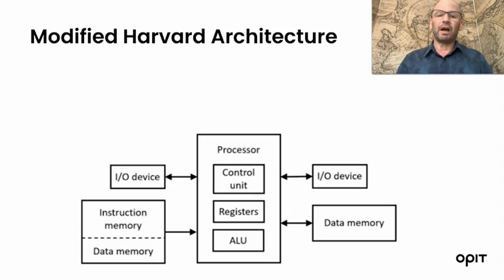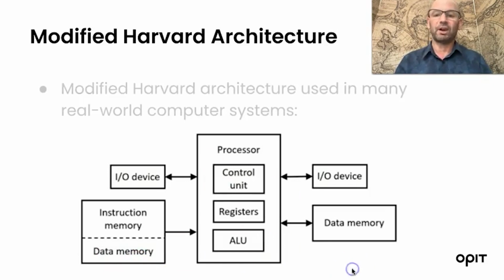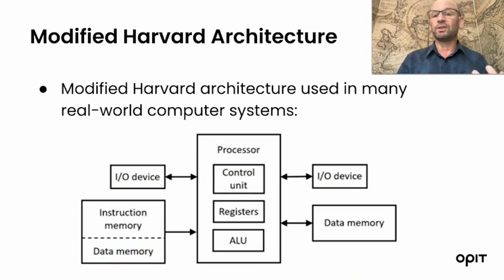Here's what the modern Harvard architecture looks like. So the former, not the latter, where we have our instruction memory, and we also have a little bit of data memory in there with that instruction memory. Again, just to optimize processor usage. Other than that, it's pretty much the same as the Harvard architecture. And this is what's used in many real-world computer systems today.